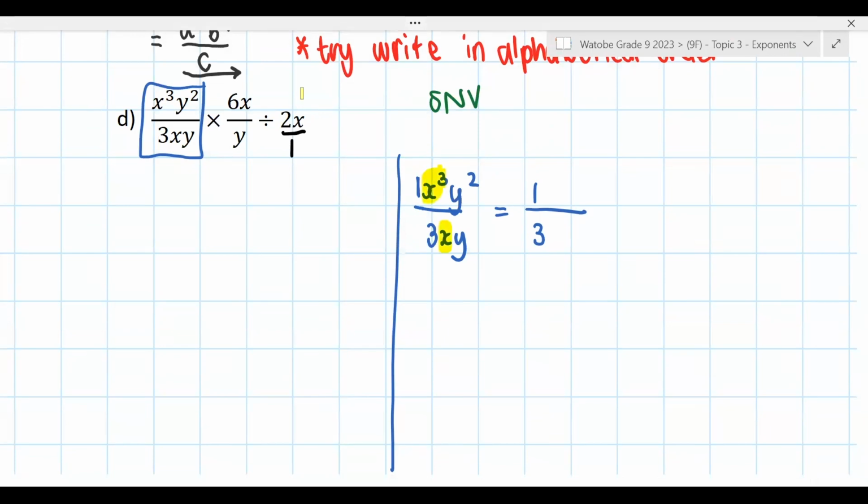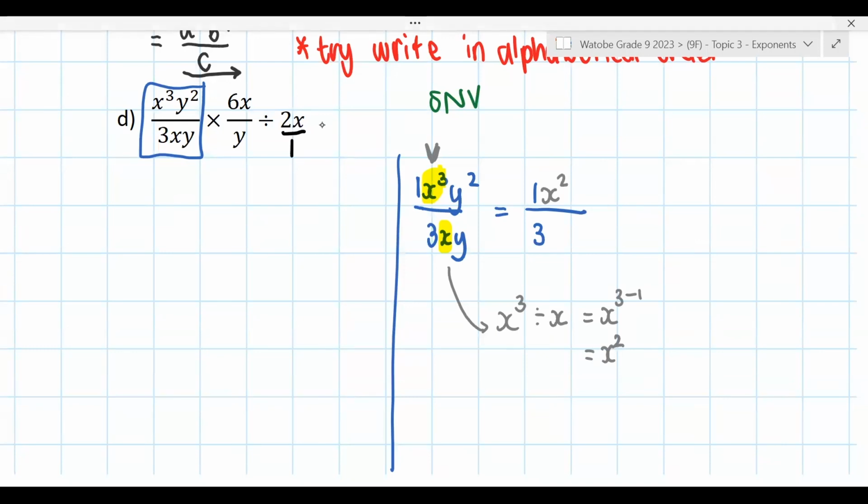So I'm going to start with the x's. If I take those x's out, I'm looking at an x cubed divided by an x, which means that if I want to apply my exponent law, I've got x cubed minus 1, which gives me x squared. Now remember, like I said in the last example, look at where the bigger exponent was. The bigger exponent was in the numerator, which means that my answer of x squared must go in the numerator.